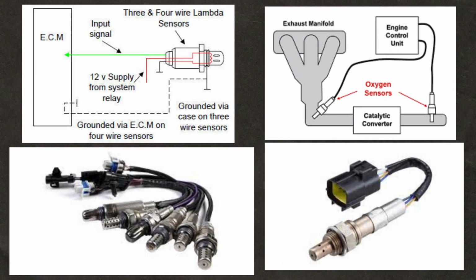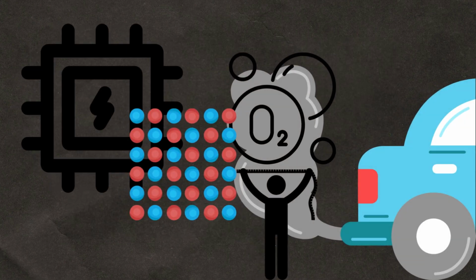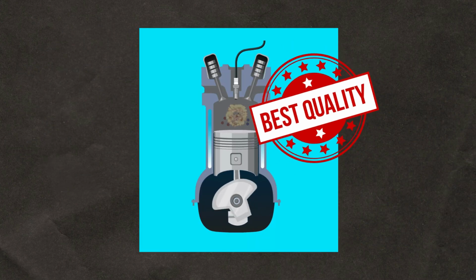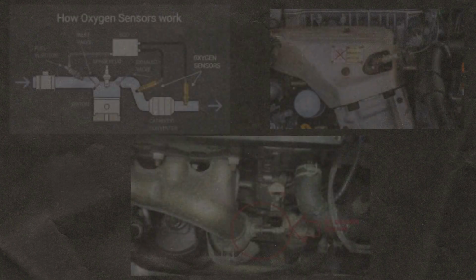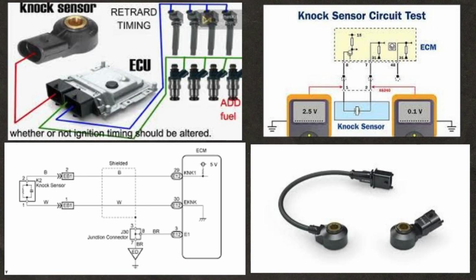Oxygen sensor, O2 sensor, or lambda sensor. Monitors the oxygen content in the exhaust gases. Helps the ECU adjust the air-fuel mixture to ensure optimal combustion and minimize emissions. Installed in the exhaust manifold or after the catalytic converter.